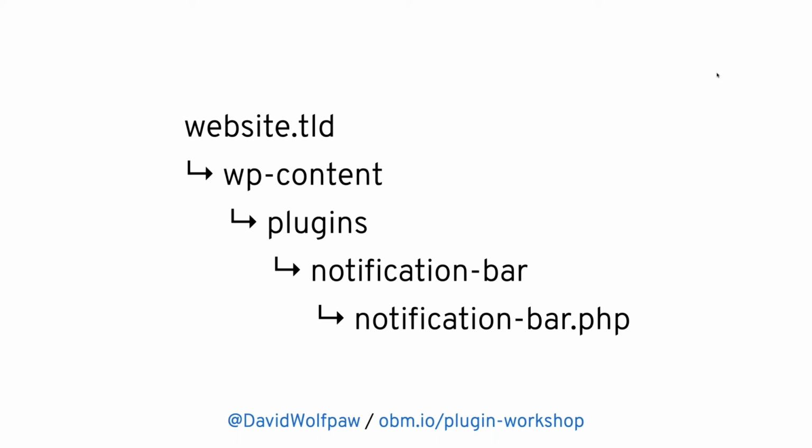And then within that notification bar folder, we're going to create a PHP file, which is going to be the index for our plugin. Normally the default here is to use the name of the folder as the name of the file, because WordPress is going to try to look for a file of that name in the folder first.